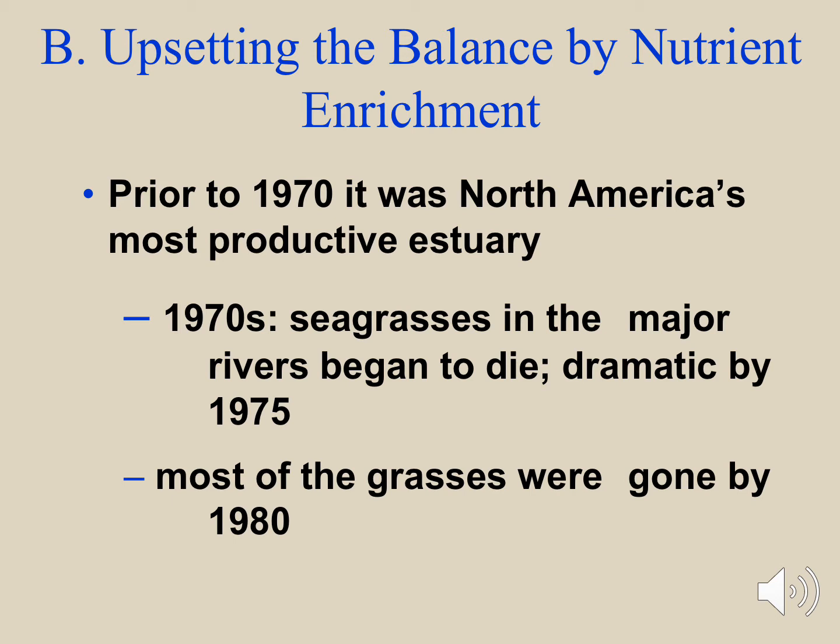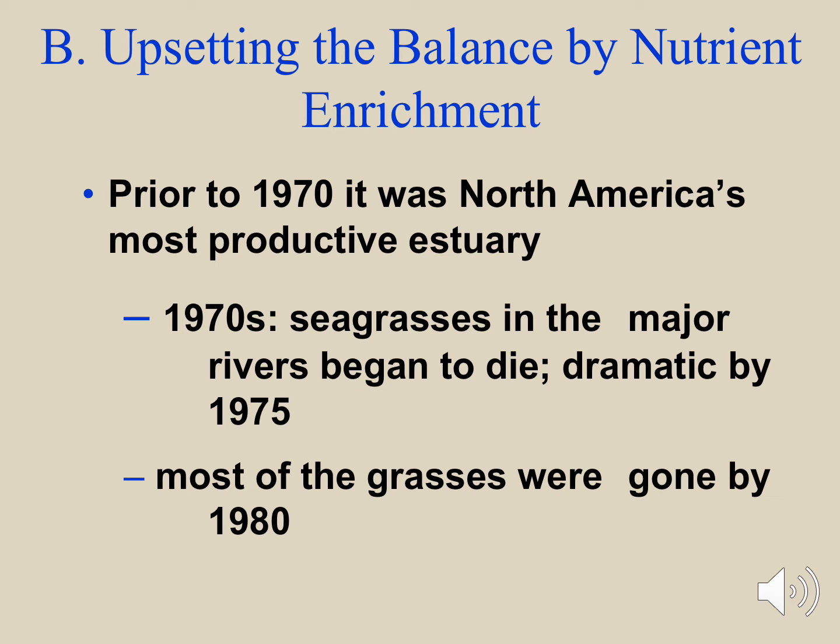However, scientists in the late 1960s began to notice that seagrasses, which were found near the mouth of many rivers that drain into Chesapeake Bay, started to die. And the death of these seagrasses became bigger and bigger each year. It was very dramatic by 1975, and most of the grasses were gone by 1980.